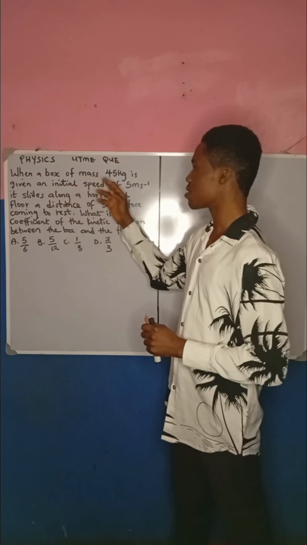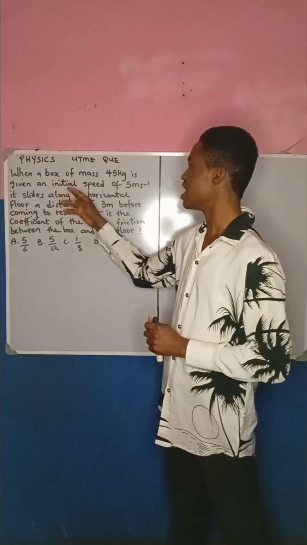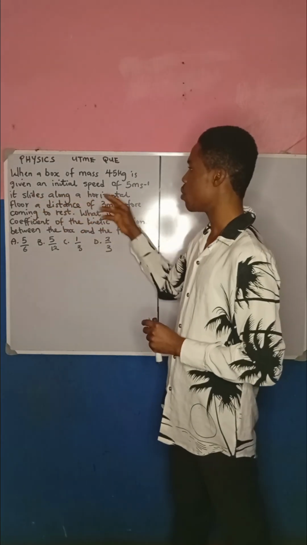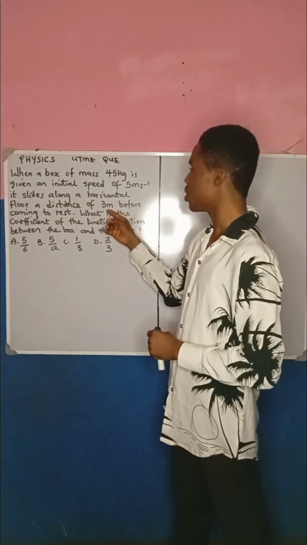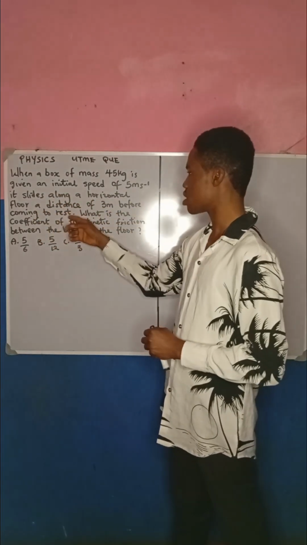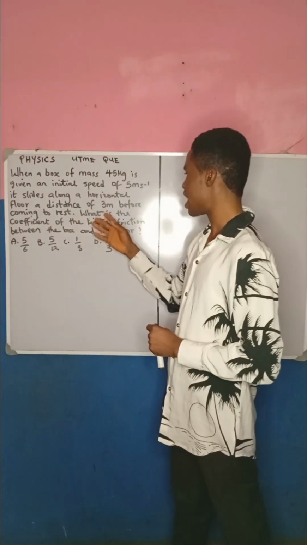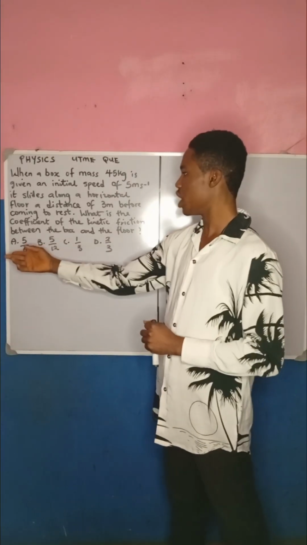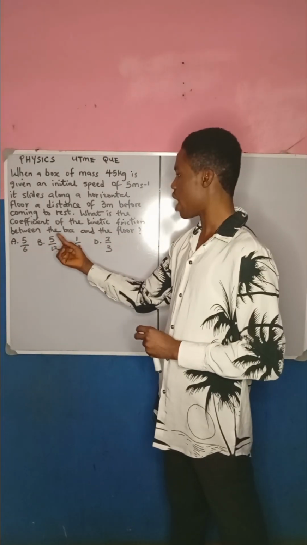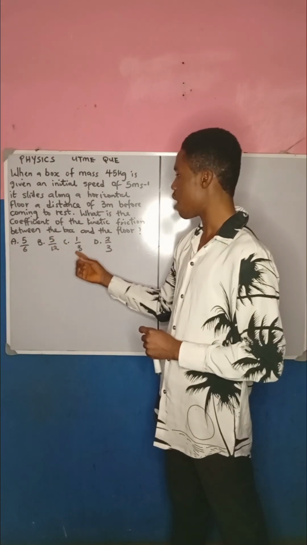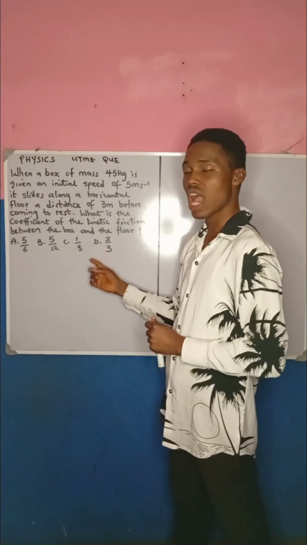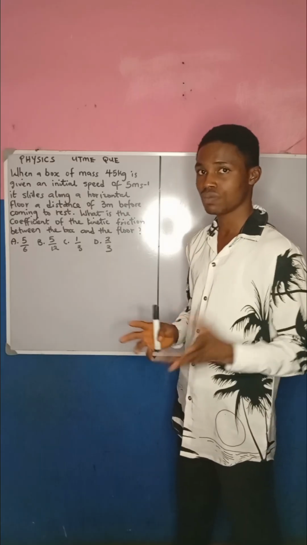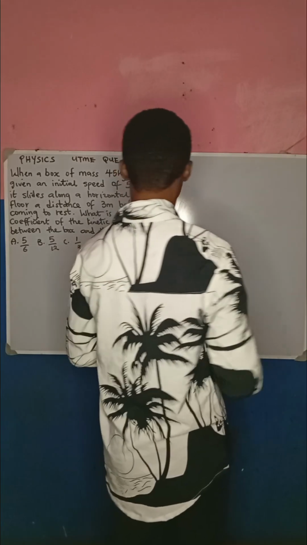When a box of mass 45 kg is given an initial speed of 5 meters per second, it slides along a horizontal floor a distance of 3 meters before coming to rest. What is the coefficient of kinetic friction between the box and the floor? A, we have 5/6, B, we have 5/12, C, we have 1/3, and D, we have 2/3. Let's solve. Alright, let's do it together.